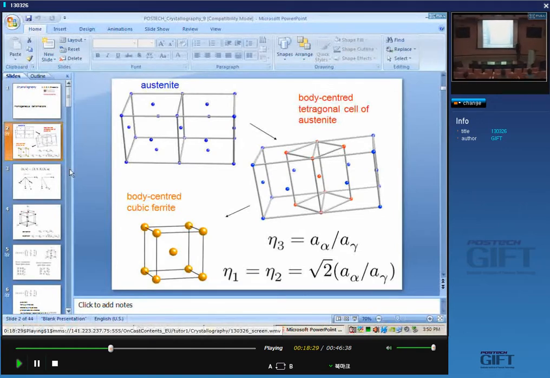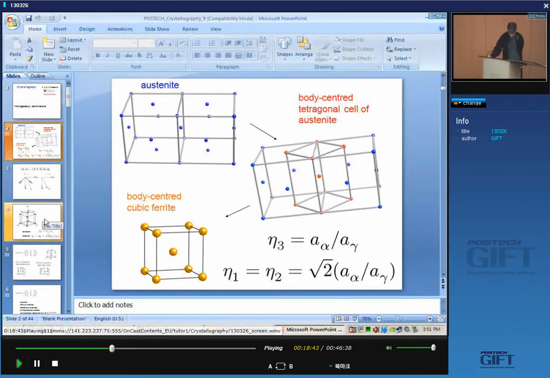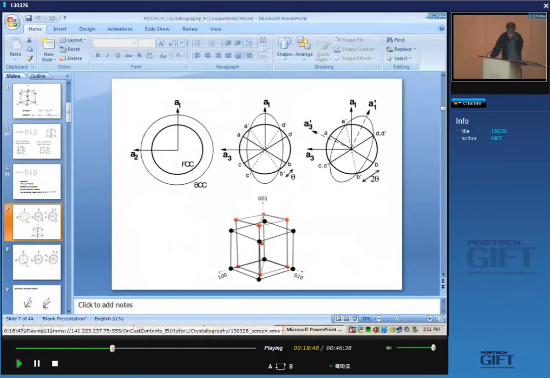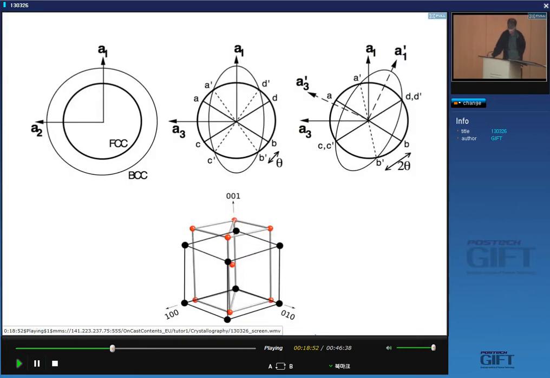Now, is that what we observe? Do you observe that 001 of austenite is exactly parallel to 001 of ferrite? And similarly for these directions? Can somebody tell me? What is the common orientation relationship we observe between austenite and ferrite? Yeah. We did this in the last lecture, so it should be there in front of you.